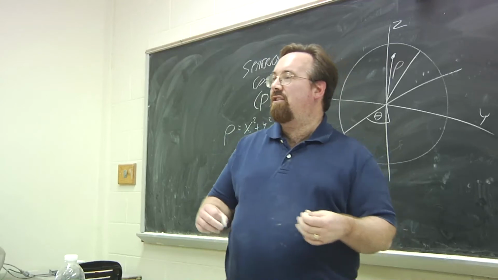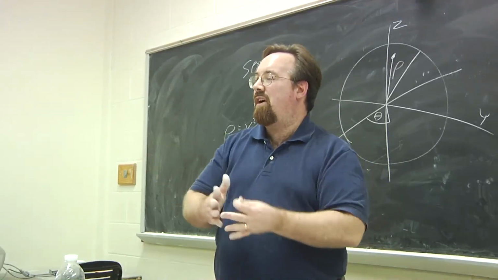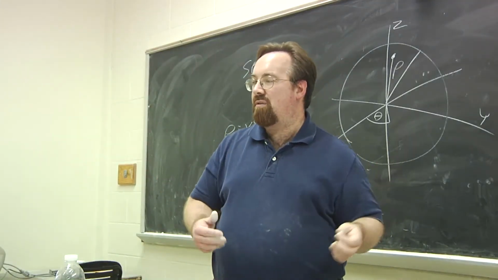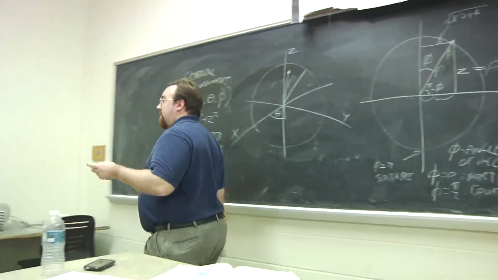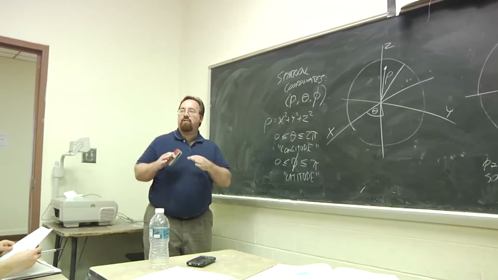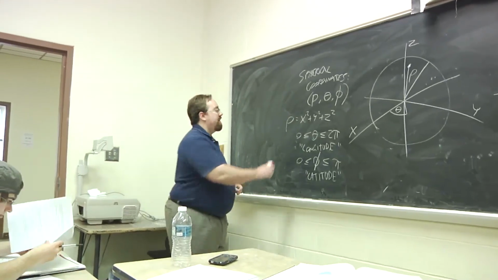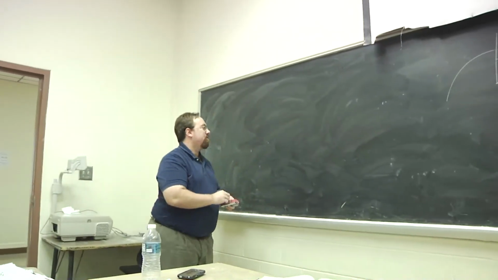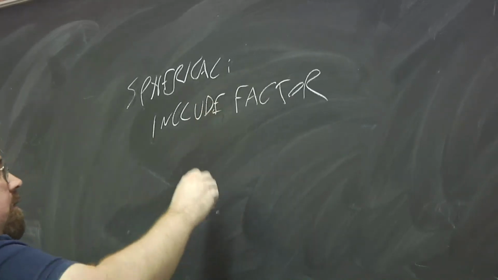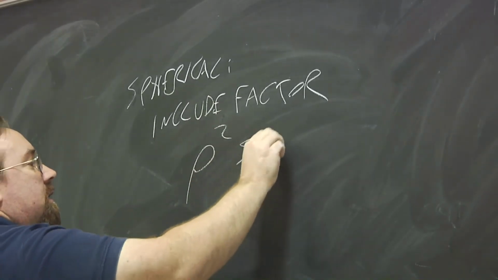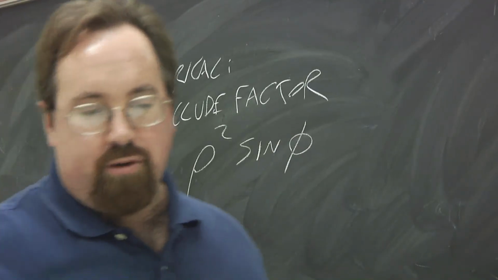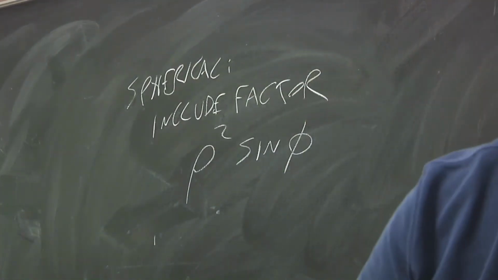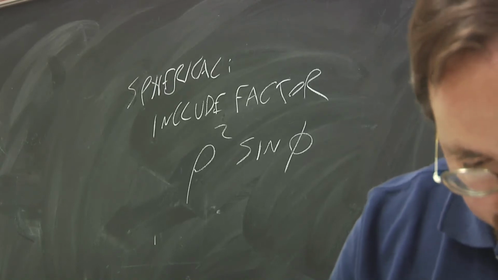Because then you can condense those expressions down to a single variable, like r or rho. Now, with polar and cylindrical, you have to put an extra factor of r in the integral. There's an extra factor for spherical as well. You have to include a factor of rho squared sine phi. So when you convert an integral to spherical coordinates, you have to remember to put that in.